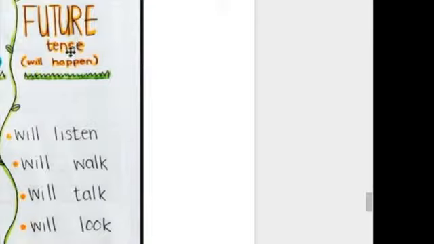Some future tense verbs, which means that it will happen, include will listen, will walk, will talk, and will look. Some examples of sentences that use these verbs include, I will listen to the teacher this afternoon.